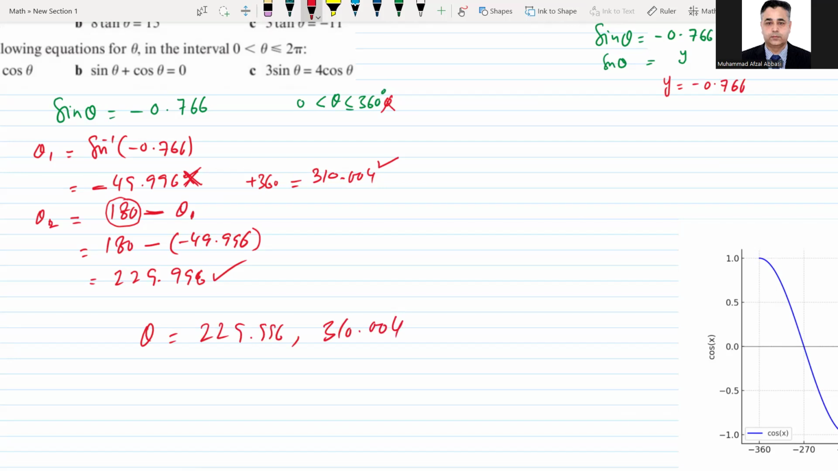Sometimes, and most of the time in the exam, it is clearly mentioned to give your answer to this many decimal places, or this many significant figures. So always go back and read the question, see what is mentioned there, and follow that instruction and write your answer according to the given accuracy in the question. So this is how we solve the sine equation.